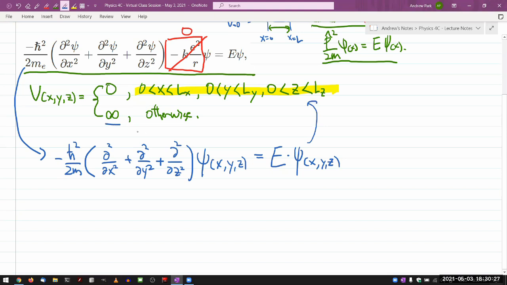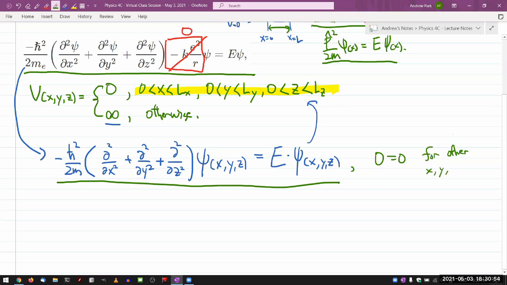If the potential goes to infinity, then the only way you can make the wave functions come out right is to say for this equation, when it's not meeting these conditions, 0 equals 0 for other x, y, and z. So I'm not worried about other values of x, y, and z. I guess I should specify that psi of x, y, z is equal to 0 in these other cases. So this is beginning to be a place where I can't quite draw full drawings.